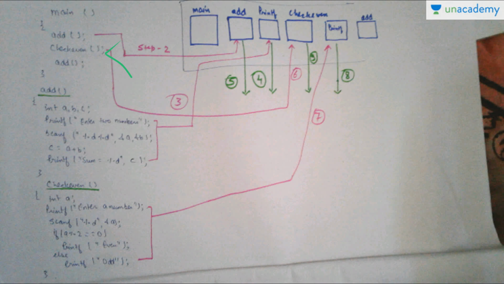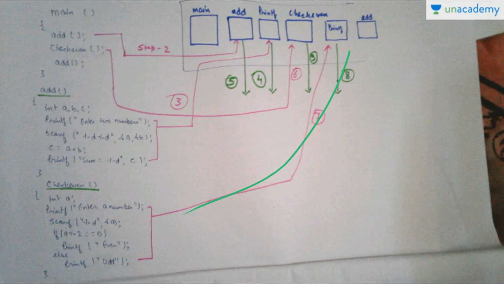So now check even function will be called inside the RAM, and now control will move to the first line of the check even function, that is printf. Now printf will be called inside the RAM, and this add function and printf are released. Now these are not inside the RAM. Now check even function is inside the RAM, and main function is in pending state. So when the first line of check even is executed, printf will be called inside the RAM, and check even function will be in the pending state.